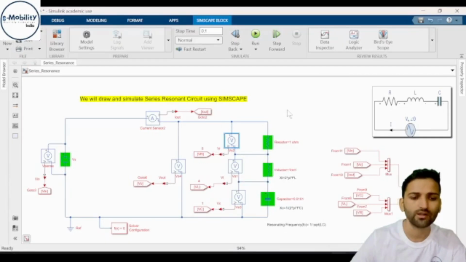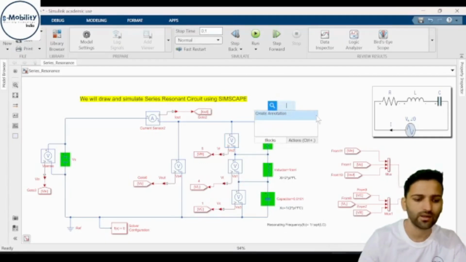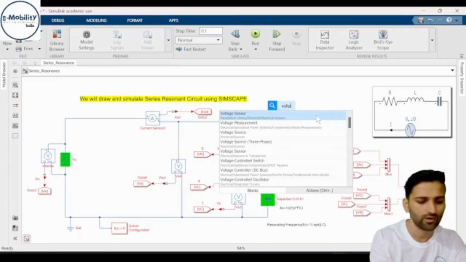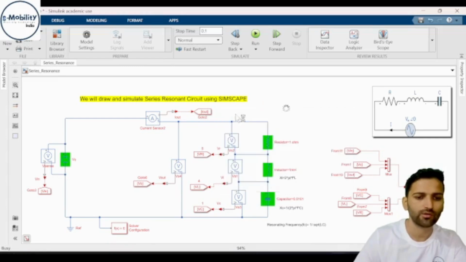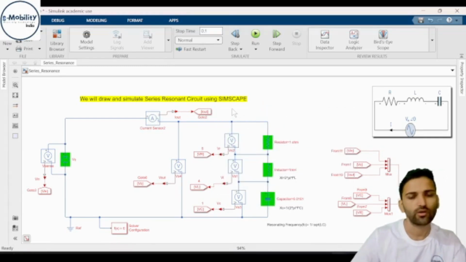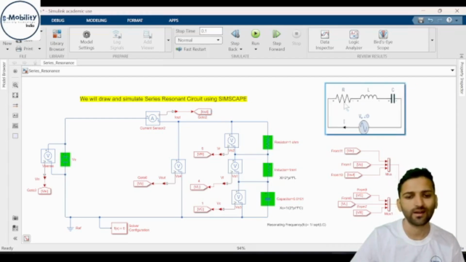Another way of extracting components from the library browser is by double clicking and writing the name of that block. Like if we want a voltage sensor, here comes a voltage sensor, and this is the voltage sensor which I have been using here. So now coming back to the series RLC circuit.